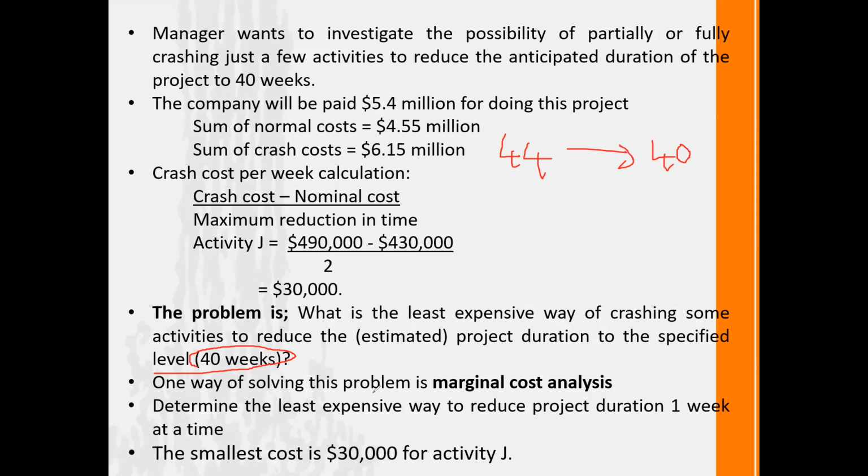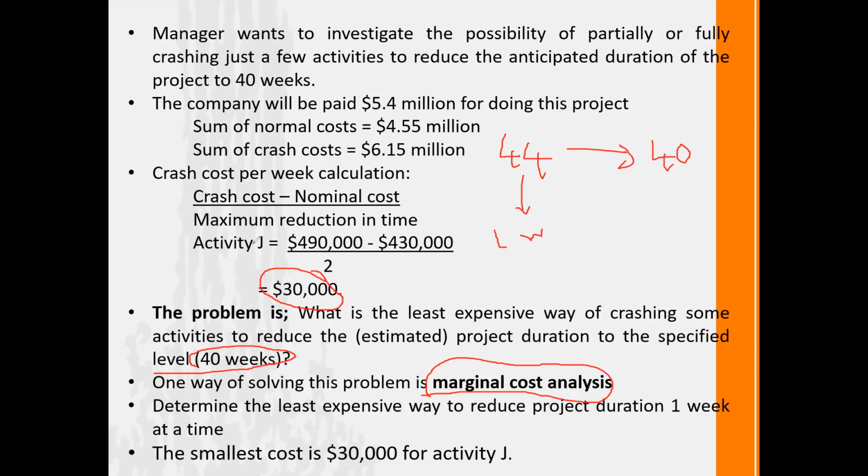So this is why we need to analyze marginal cost in our table. We calculate the crashing cost per week. You remember, for activity J, it is 30,000. I explained all of this in the table itself. So in order to determine the least expensive way to reduce the project duration one week at a time, we try to reduce the project completion time from 44 to 40. We reduce it week by week from the activities we identified as critical activities.